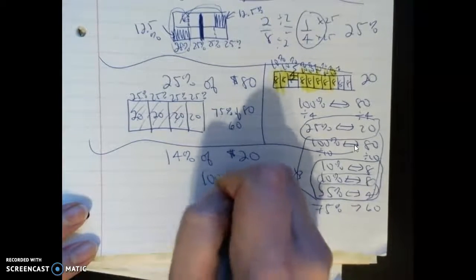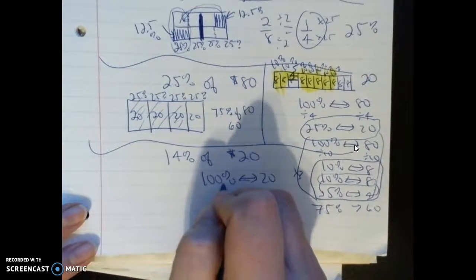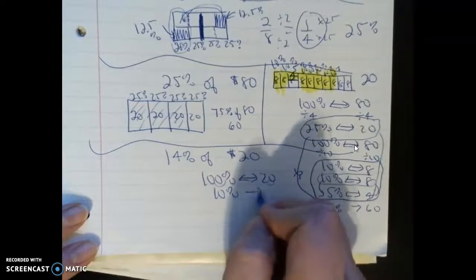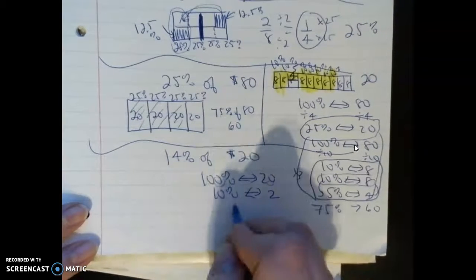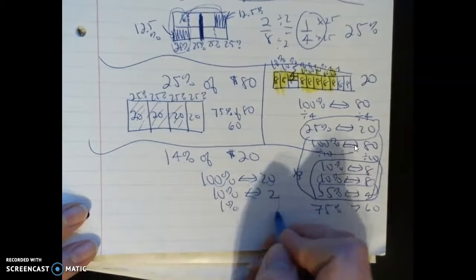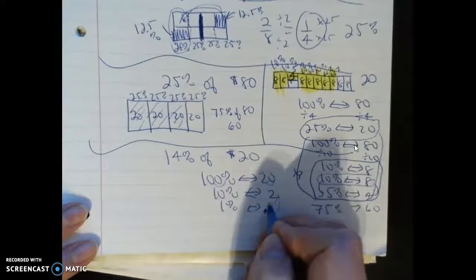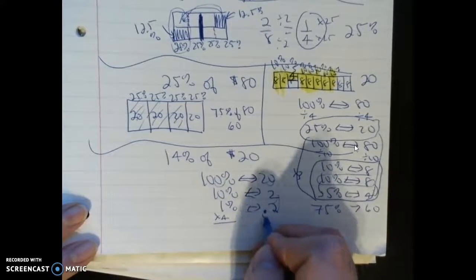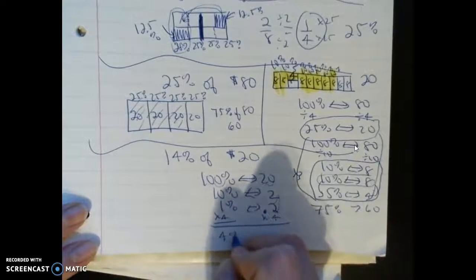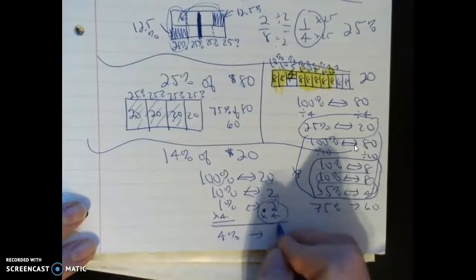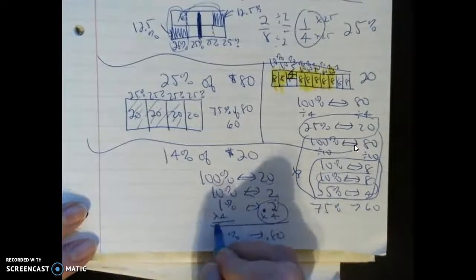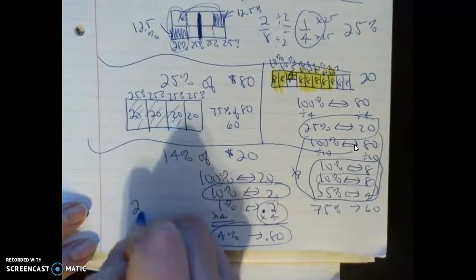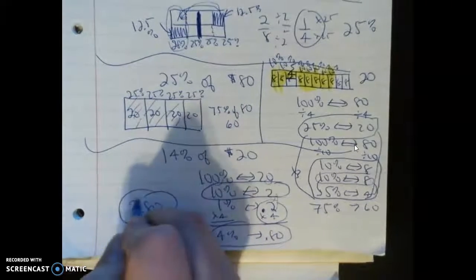So if I say 100% is my 20, then I divide by 10, and I can just move the decimal, and I get 2. And then I need 1%, so 1% would be divide by 10 again, which would be 0.2. And then I need to build up to 14%, so I need times 4 and times 4. So 4% correlates to 20 cents times 4, which is 80 cents. And so to get 14%, I'd combine my 10% and my 4%. So what is that? $2.80 or 2.8.